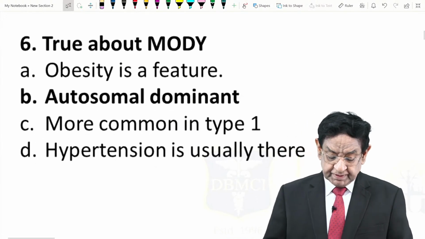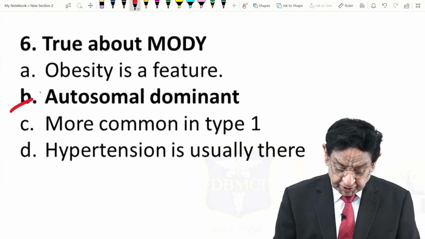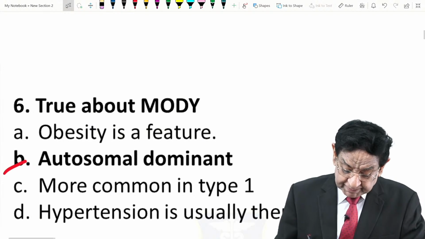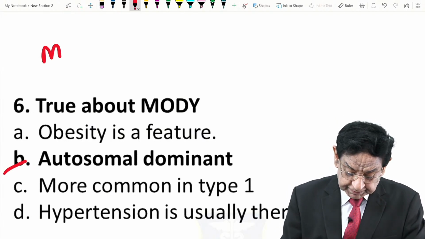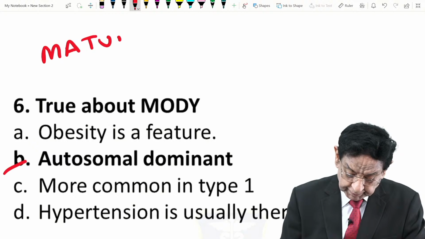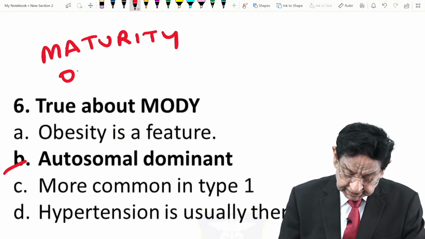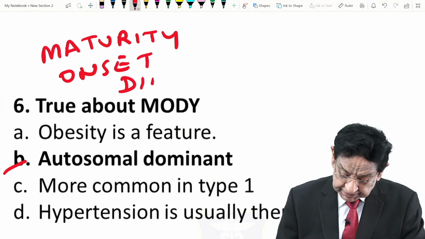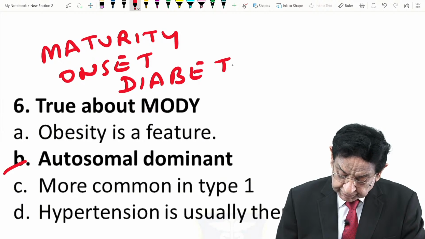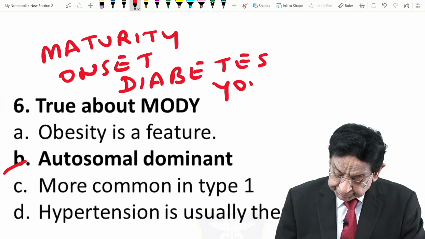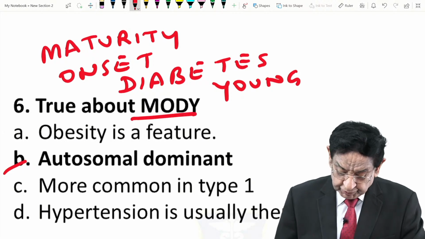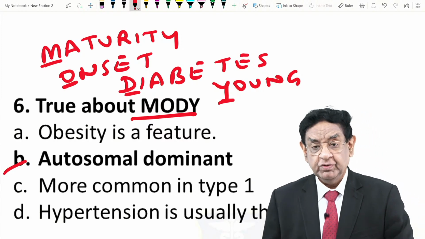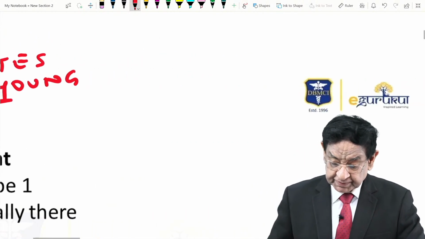Now, to MODY, autosomal dominant. So again, we go to basic concept. What is MODY? The full form is maturity onset diabetes of young. MODY. Well, this is a classical thing, MODY.